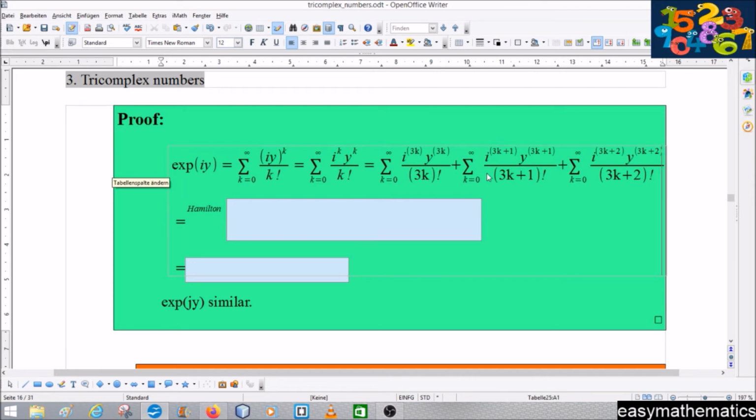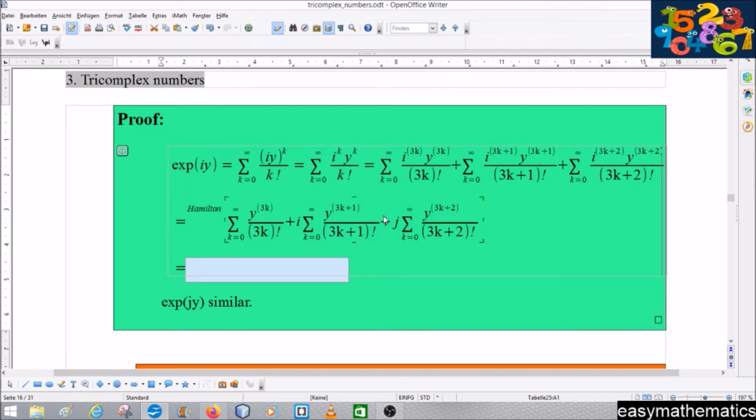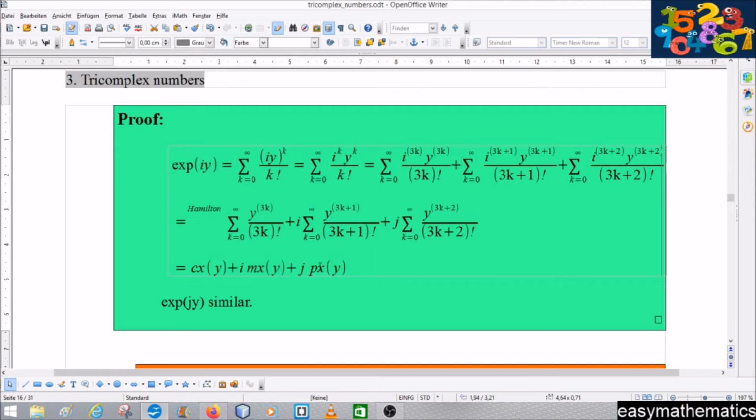Alright. And why do we do this? Now by the Hamilton rules, we see that all indices which are divisible by 3 become the unit 1. All indices which leave a remainder of 1 after division by 3 belong to I, and remainder 2 belong to j. Like I said, this is easy to see with the Hamilton rules. And now we take a look at these three sums, and this is exactly the definition we have seen before.